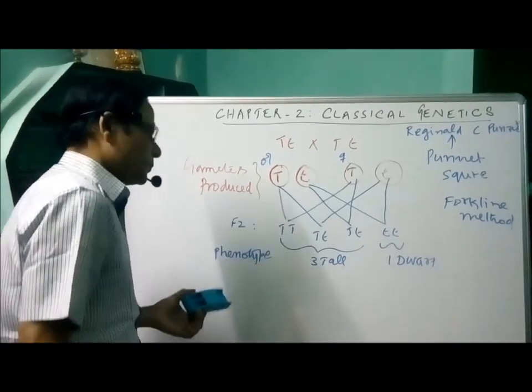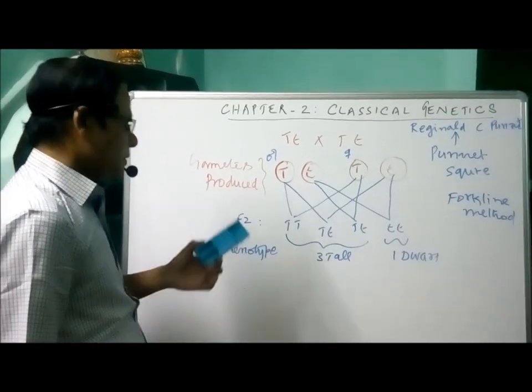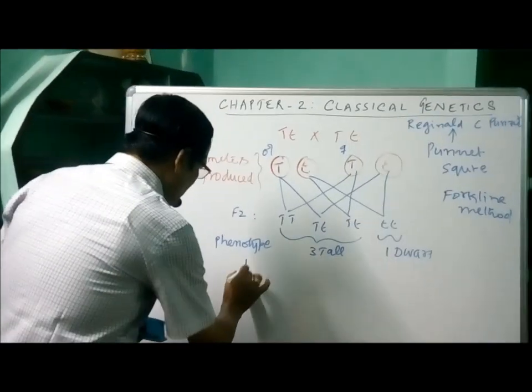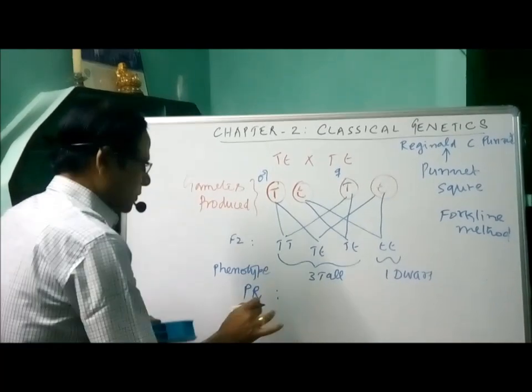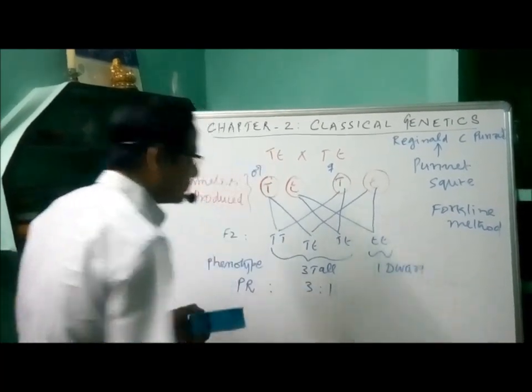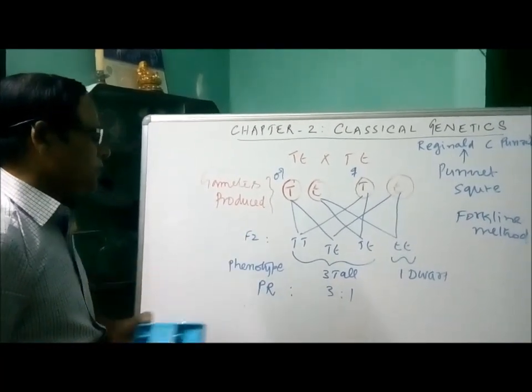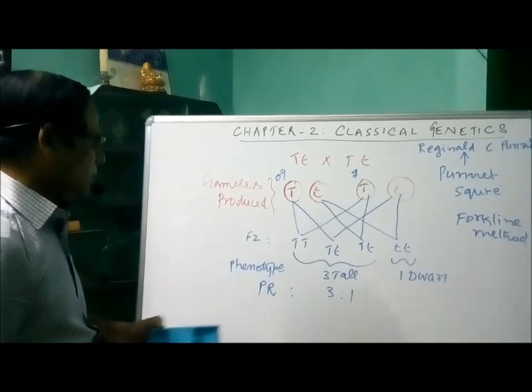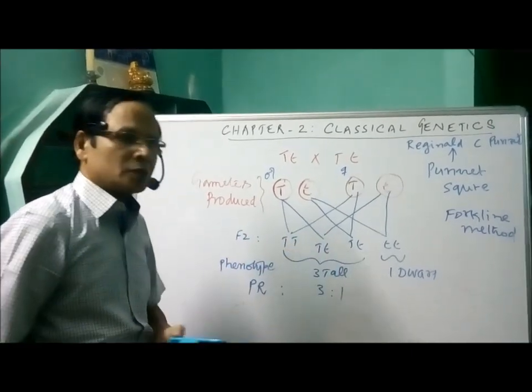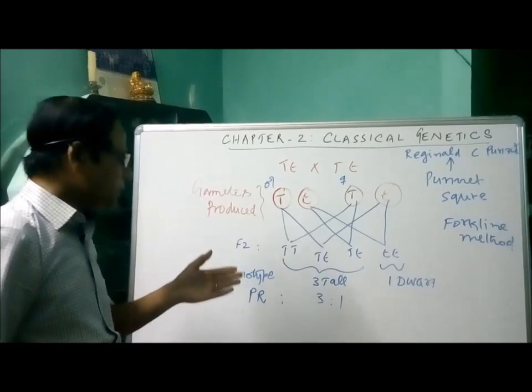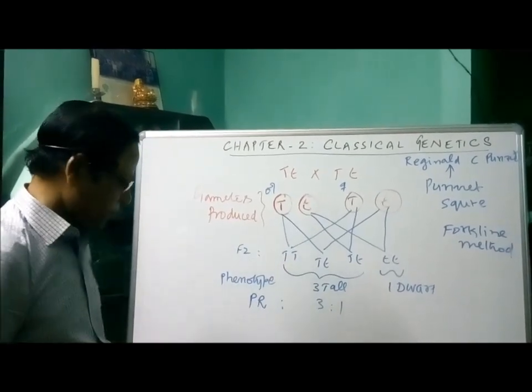Okay, or we can represent what is called the first genotype, then the phenotype. So the phenotypic ratio would be 3:1. If we are taking the genotypic ratio, not all the 3 talls are the same. They are different in their genetic constitution.